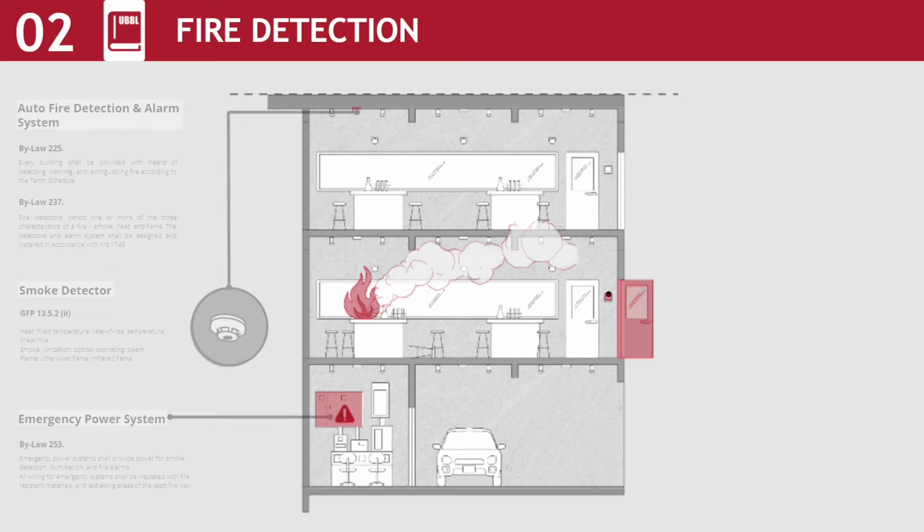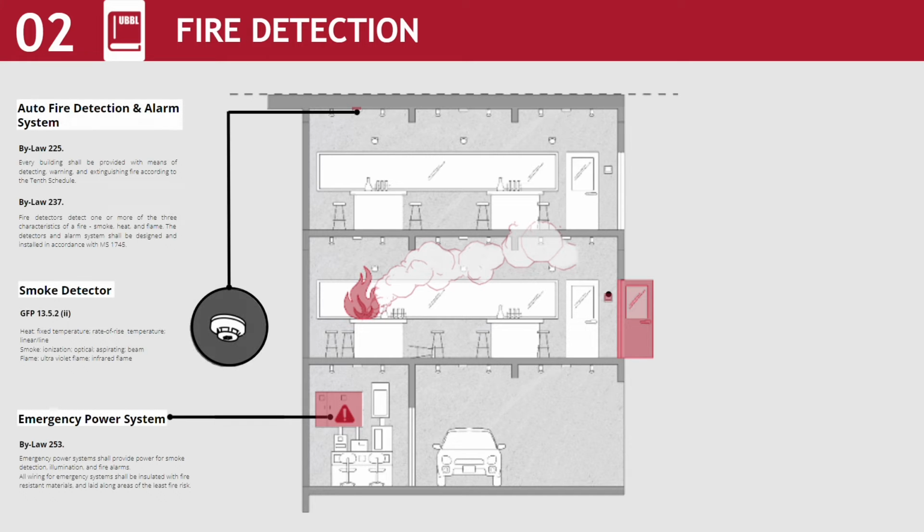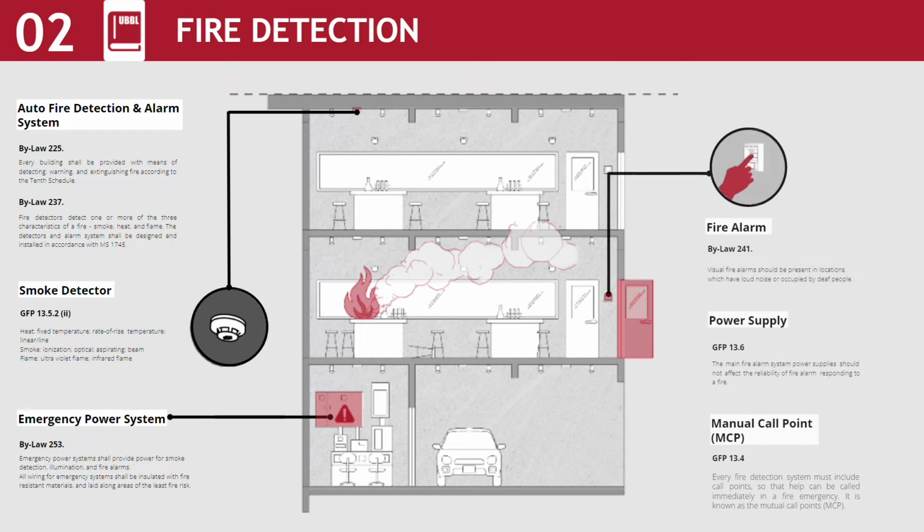When a fire broke out, Bylaw 225, 237, and GFE 13.5.2 state that smoke detectors detected the smoke emitted by the flame, which then activated the automated fire alarm system. If the main power supplies were compromised, the whole system would have been powered by the emergency power system to ensure the continued function of smoke detection, illumination, and fire alarms in accordance with Bylaw 253 and GFE 13.6.